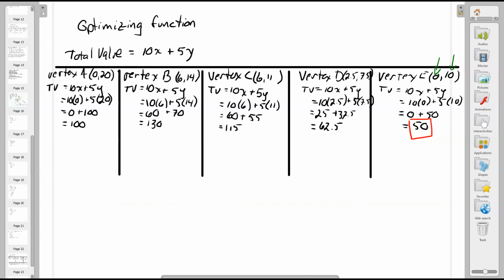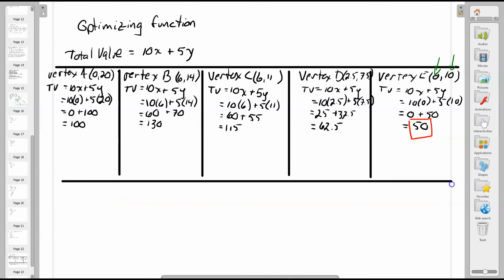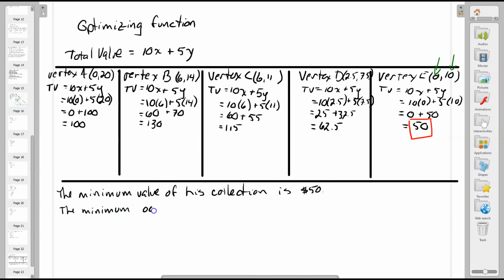So our final step is to give a summarizing statement or the solution to the problem. So we say the minimum value of his collection is $50. And that minimum occurs when he has 0 bears and 10 dinosaurs. And that's the final solution to this problem.